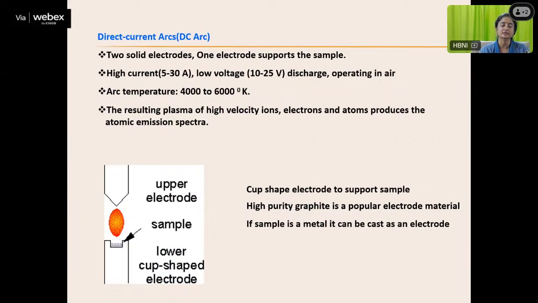The direct current arc, known as DC arc: two solid electrodes will be there, and one electrode supports the sample. High current around 5 to 30 ampere, low voltage 10 to 25 volt discharge operating in air. Arc temperature normally reaches up to 4000 to 6000 degree Kelvin. Now the resulting plasma of high velocity ions, electrons and atoms produces the atomic emission spectra.